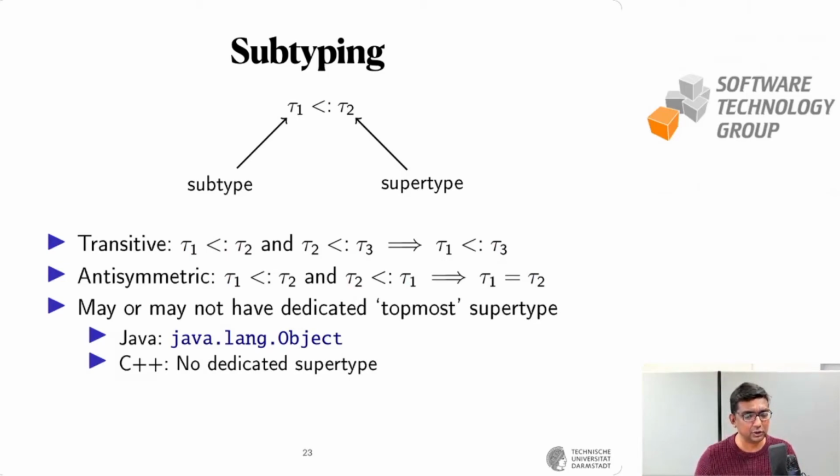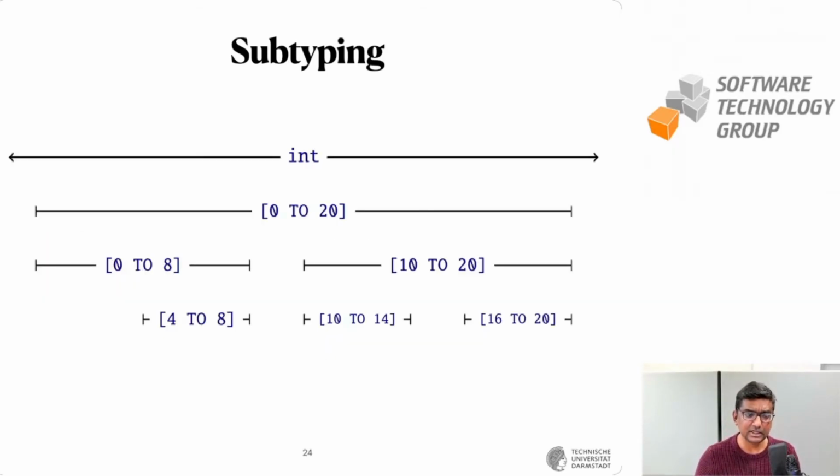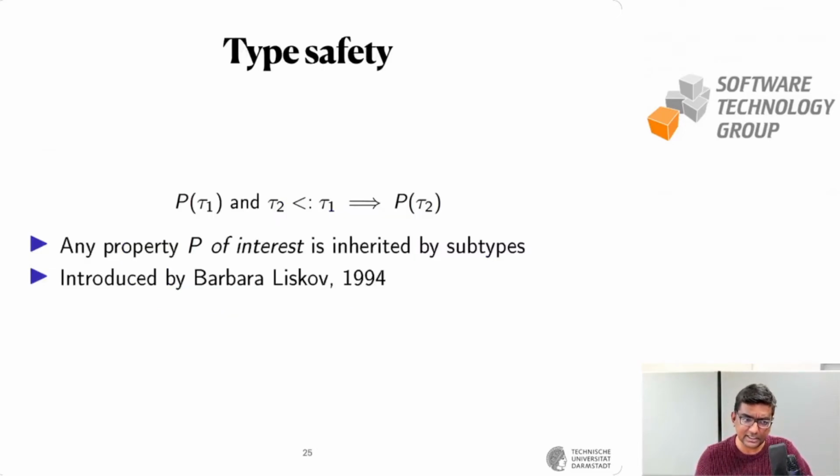Some languages have the notion of a topmost type. For example, Java has the object type, which is the supertype of every other type, right? So java.lang.Object is not a subtype of any type, right? Here is an example of different subtypes in the world of integers. Integer here is a supertype. The type of subranges 0 to 20 is a subtype of integers. The types of subranges 0 to 4 and 10 to 20 are subtypes of 0 to 20, and so on and so forth, right? This is just to give you a visualization of how subtypes can look in practice.